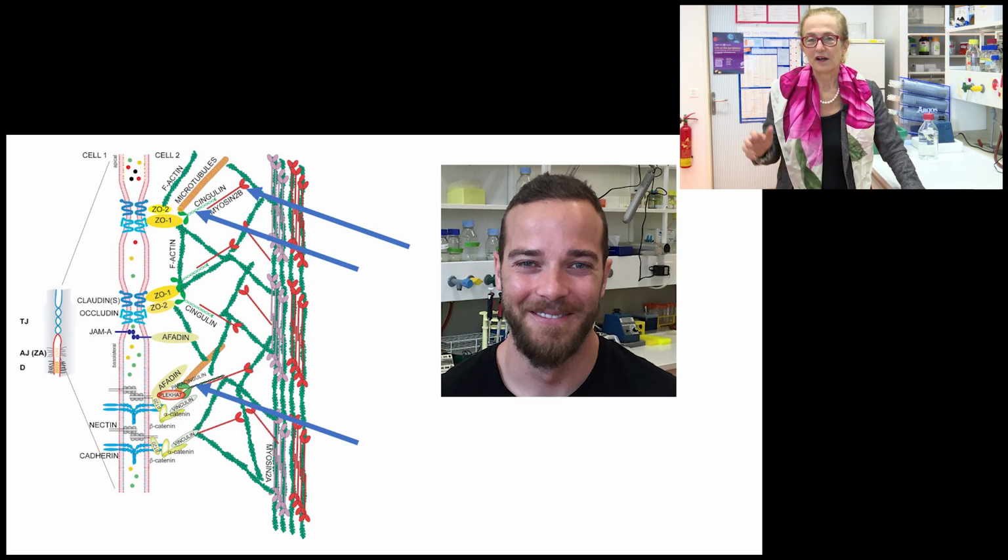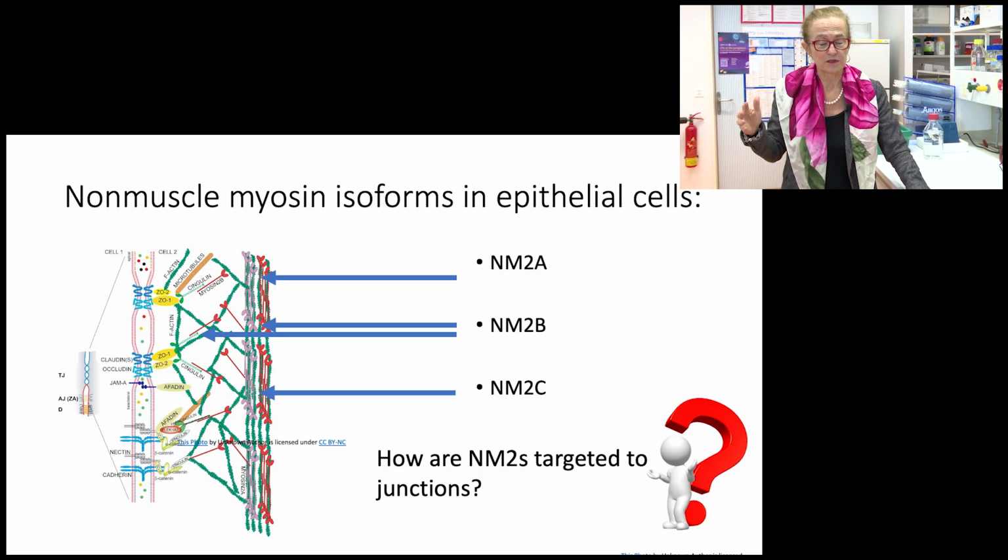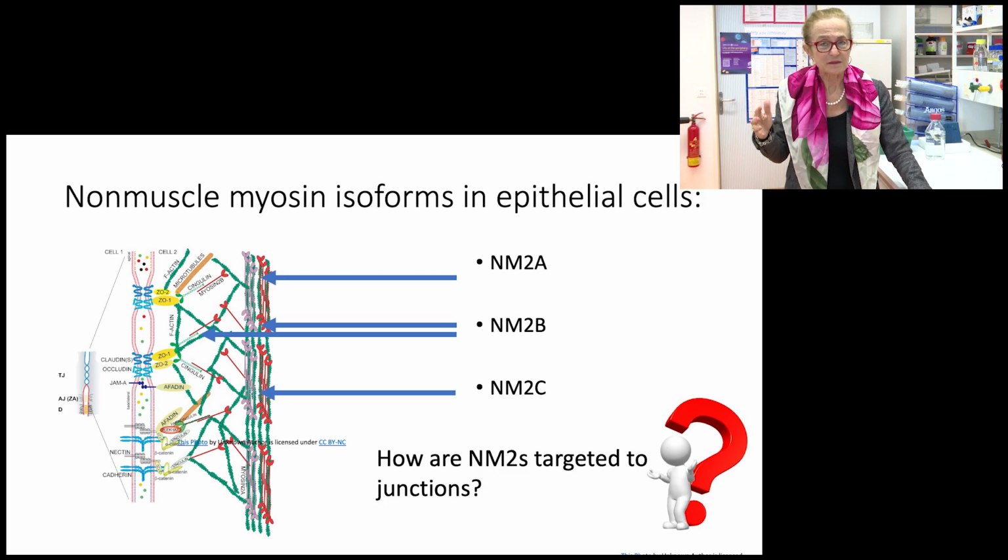The players here are cingulin and paracingulin, which are two proteins present in the cytoplasmic phase of apical junctions of epithelial cells, tight junctions and adherent junctions, and myosins. Myosins are essential motor proteins that bind to actin filaments to generate force. In epithelial cells, there are three types of non-muscle myosins, three isoforms, A, B, and C. But nothing is known essentially on the mechanisms that determine the localization of one or the other isoform of these myosins at junctions or in other parts of the cells.